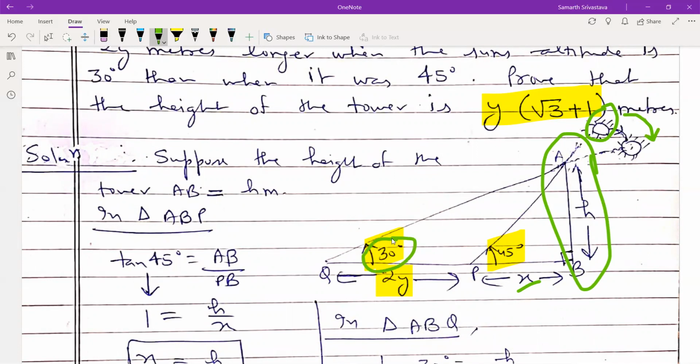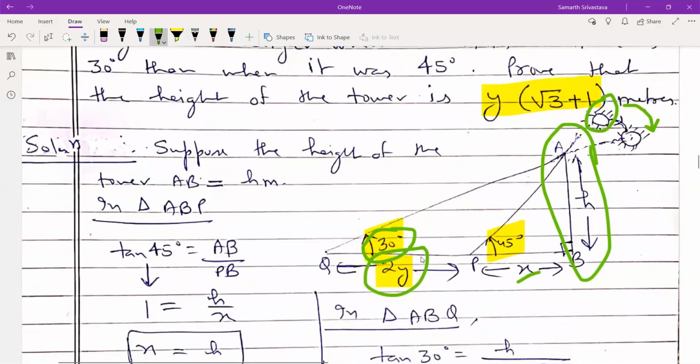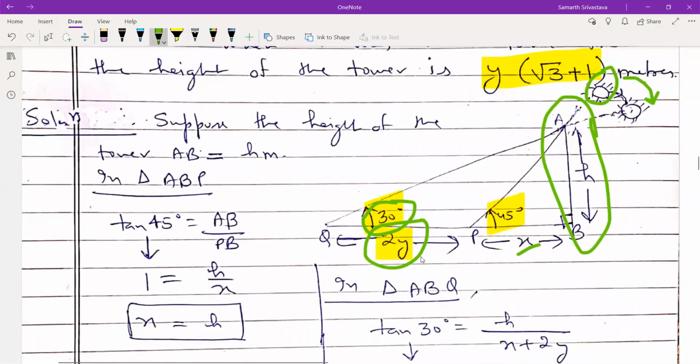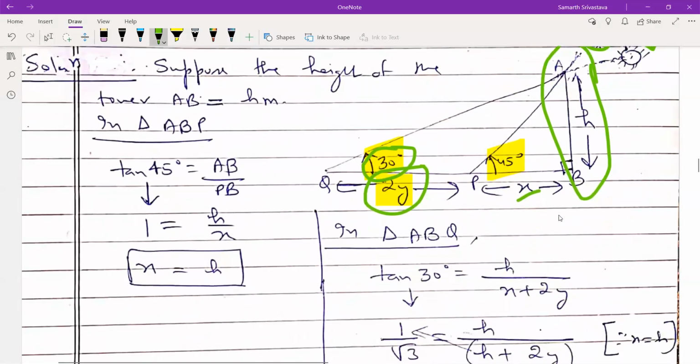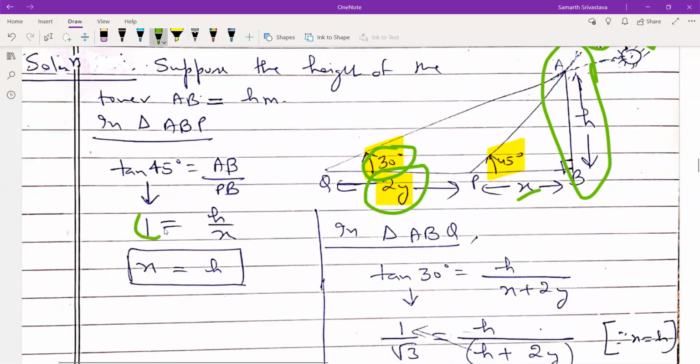Then I have shown the increased length of the shadow by the term PQ, and PQ is representing 2y meters. So now let us proceed according to the trigonometrical ratios. In triangle APB, if I take tan 45 degrees, then it is equal to AP upon PB, that is h upon x. And tan 45 is the standard angle whose value is 1. So h is equal to x.